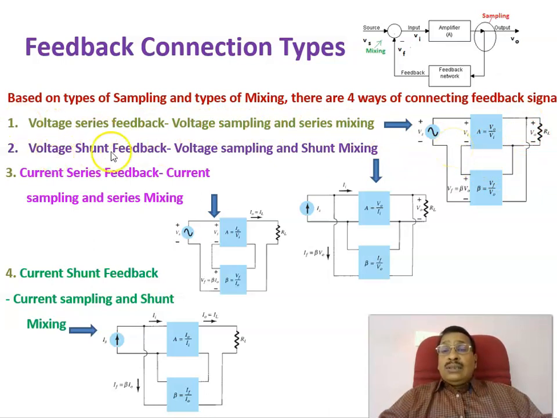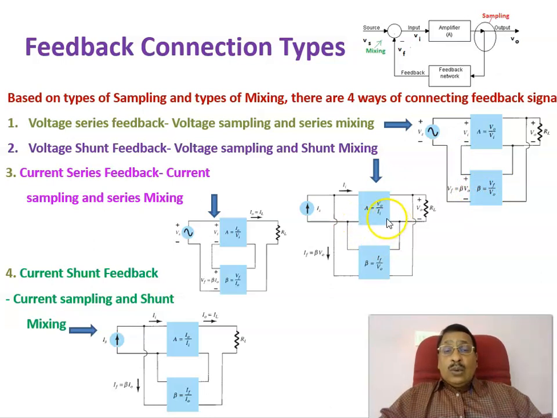Second one is voltage shunt feedback. Again you are sampling the voltage, but the mixing is shunt: current is mixing. Here, if you see, you are sampling the output voltage. If you see this one, this is the amplifier in this case, and this is the feedback circuit. Amplifier means output will be a voltage and input also voltage. This is a voltage gain, and similarly here voltage is sensing and here voltage is given, so beta is a voltage ratio.